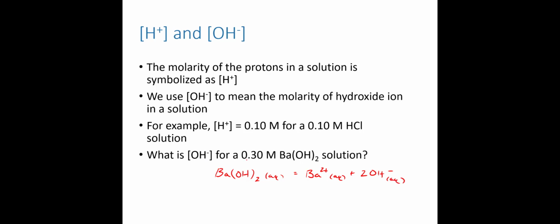So in this case, if the concentration is 0.3 for the barium hydroxide, since there's 2 hydroxides for every 1 barium hydroxide, we would expect the hydroxide concentration to actually be double the barium hydroxide concentration. So it would be 0.30 molar times 2, which is 0.60 molar.